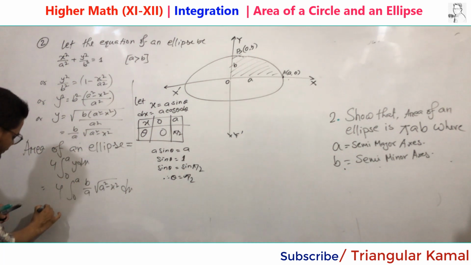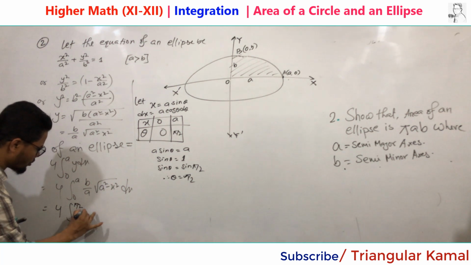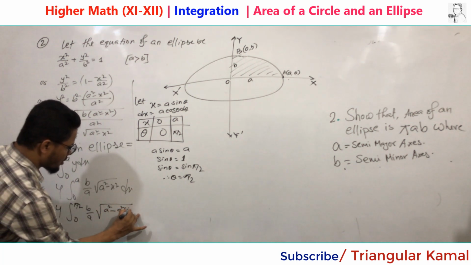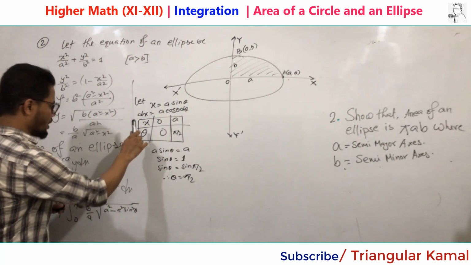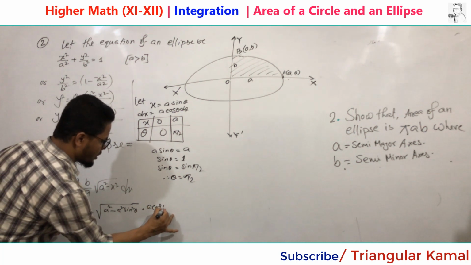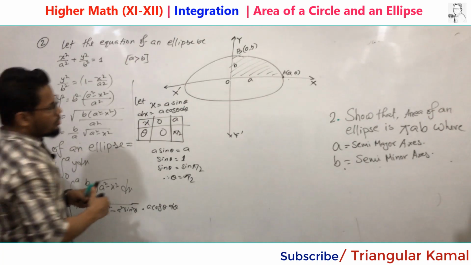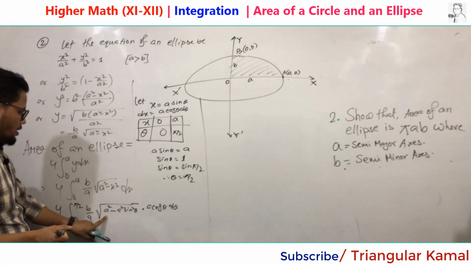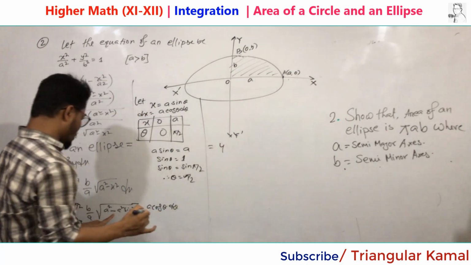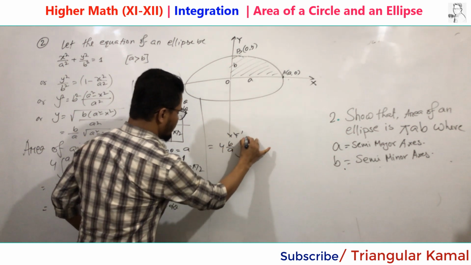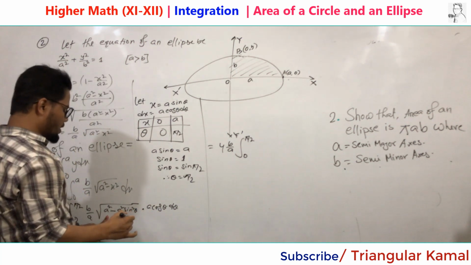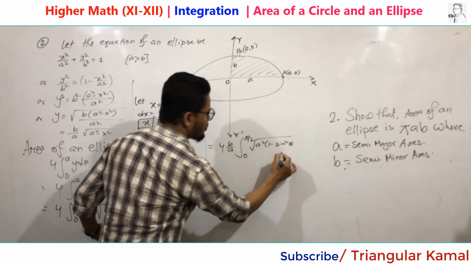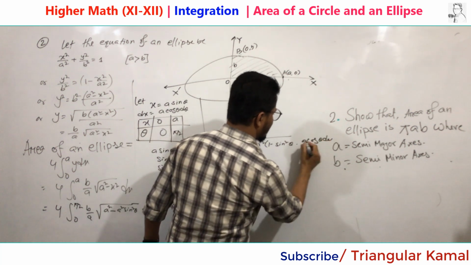So now just apply the value here: 4 times the integral with upper limit pi by 2 and lower limit 0 of b by a square root of a square minus x square. So this one will be a square sine square theta, and then dx is a cos theta d theta. Now, taking a square common, there will be 4 times b by a, integration from 0 to pi by 2, square root of a square times 1 minus sin square theta, times a cos theta d theta.